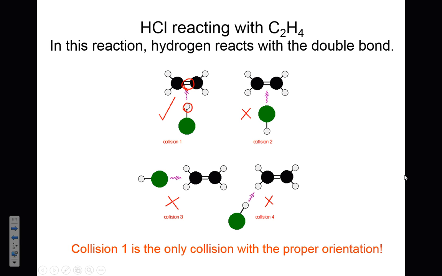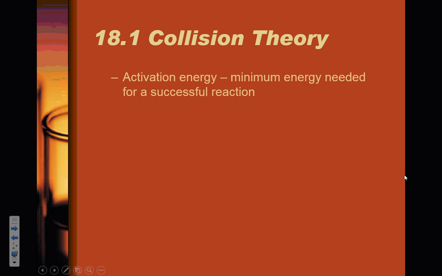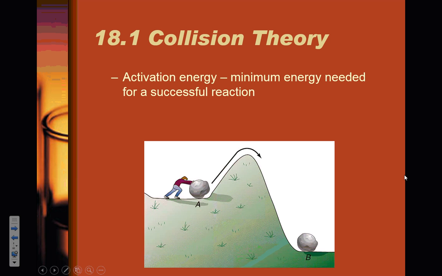Now the next thing would be, does it have enough energy? Because it's just going to bounce off if there isn't enough energy to break apart the old bonds to reform new bonds. Now, how much energy that takes is that activation energy. So it's the minimum energy needed for a successful collision. So think of it as this person rolling this ball up the hill. Now, if he pushes it hard enough, it'll roll up that other hill, crest the top, and then roll down to the far side. But if he doesn't push it hard enough, it's just going to roll back to the initial position.